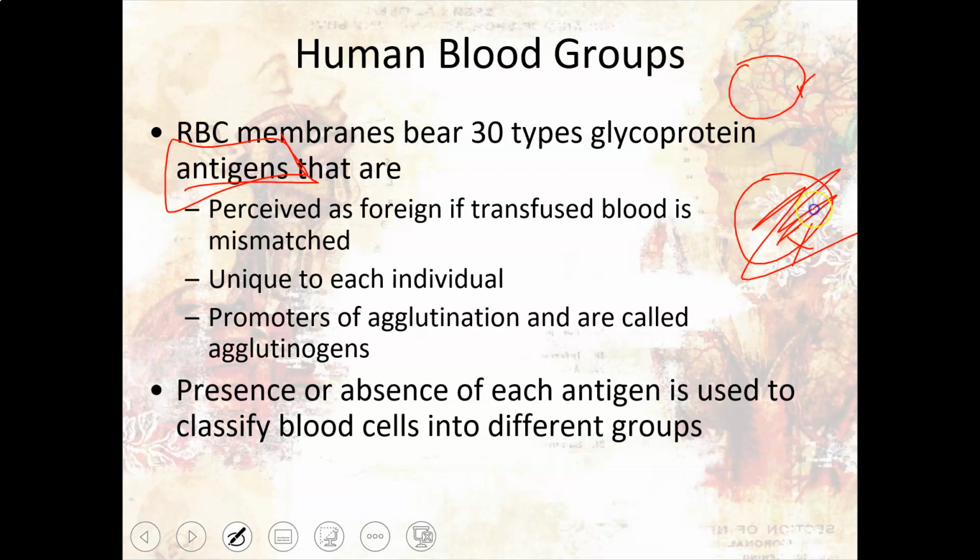This is an antigen. Those markers on the cell membrane, anything, it doesn't even have to be in a cell, that your immune system binds to or recognizes. Now, your red blood cells, there are at least 30 types of these little markers on the cell, and they're really kind of unique for you.